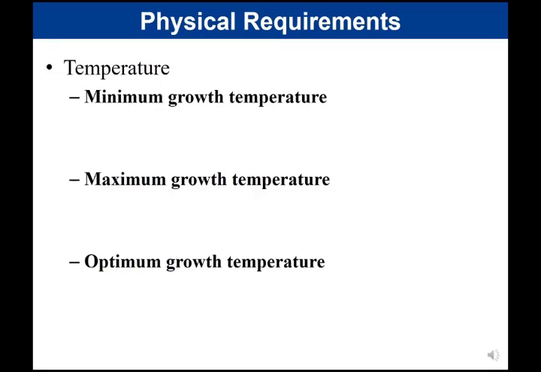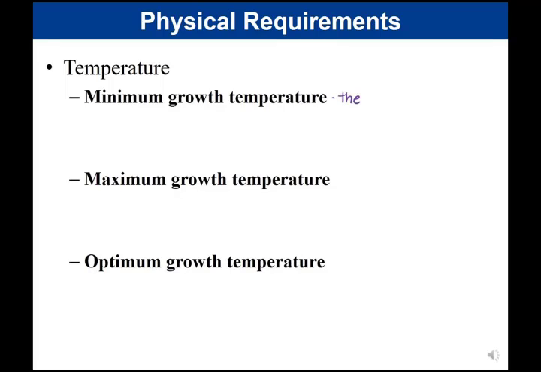So now we're going to look at the physical requirements for growth. We looked at the chemical requirements, right? Which elements bacteria need to grow. But now we're going to look at their physical environmental conditions. We're going to start with temperature first. We have different terms when we talk about an organism's temperature requirements, and the first one is the minimum temperature.